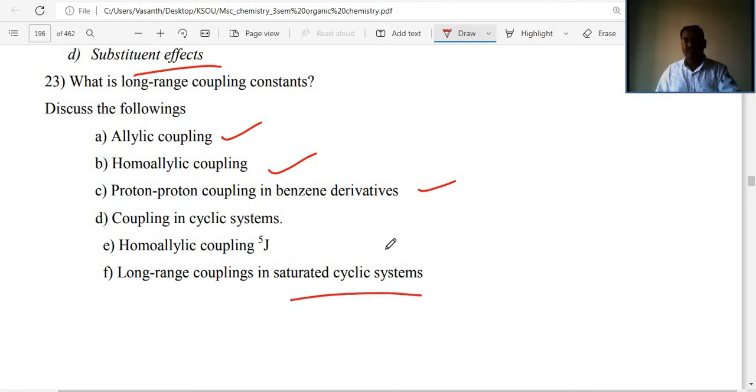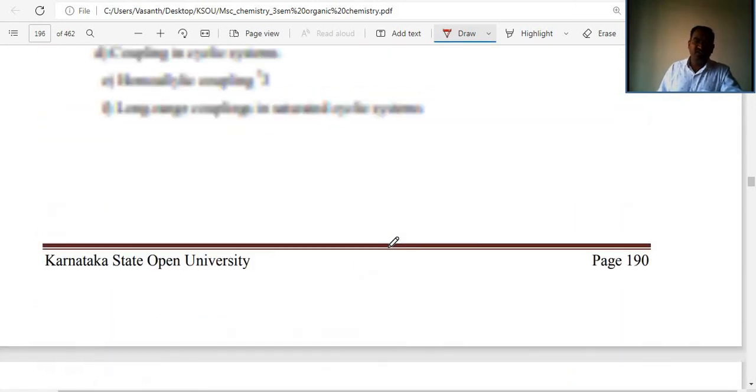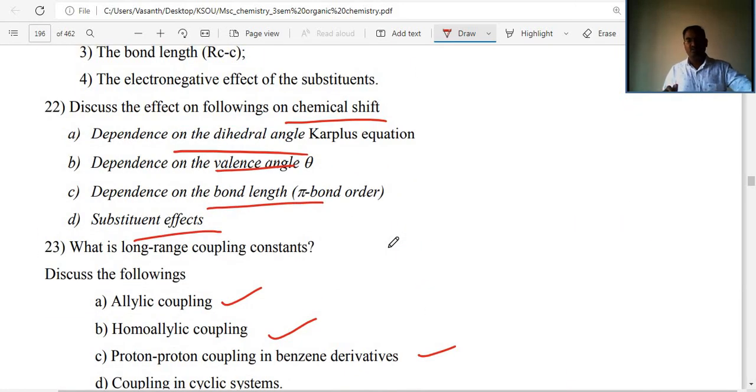What questions we mentioned at the end of the unit, go through those questions with answers. First you make the answers, then it is very easy to read.